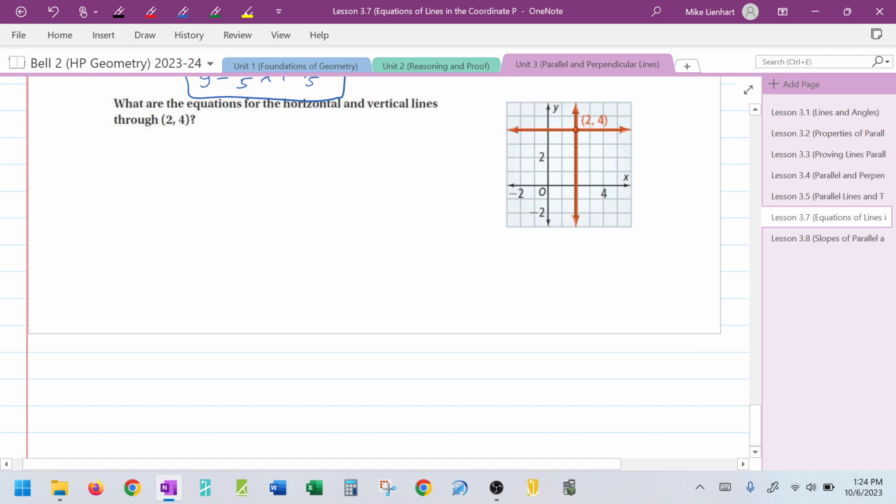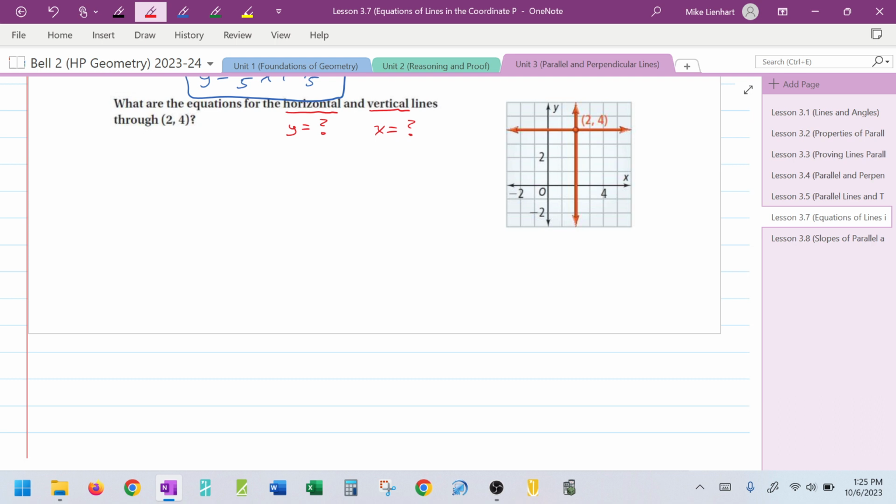Okay, last question here. What are the equations for the horizontal line and the vertical line? Now, if I have a horizontal line, remember that runs left to right, I know those are always going to be in the form y equals some number. How do I know that? Because a horizontal line has a slope of 0. A vertical line, straight up and down, is a line that has an equation of the form x equals some number. How do I know that? Because its slope is undefined.